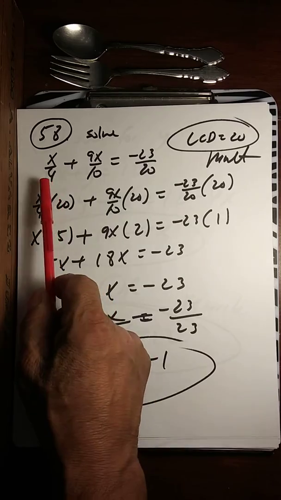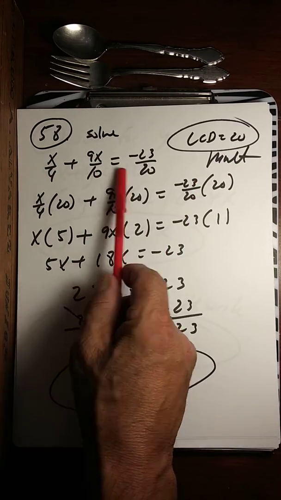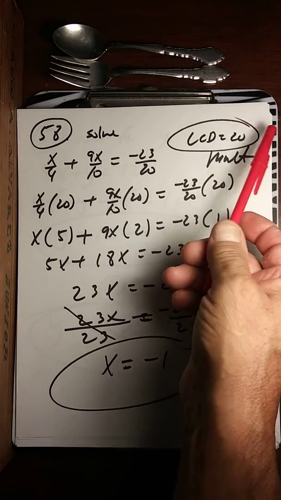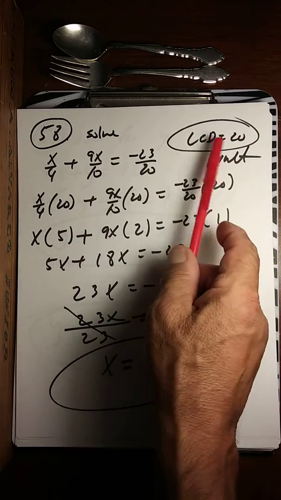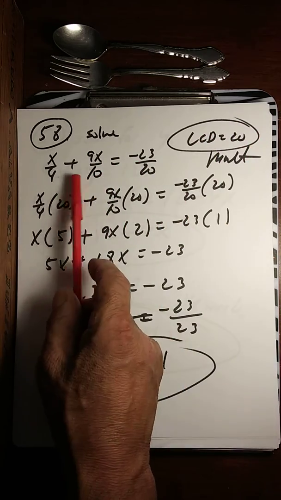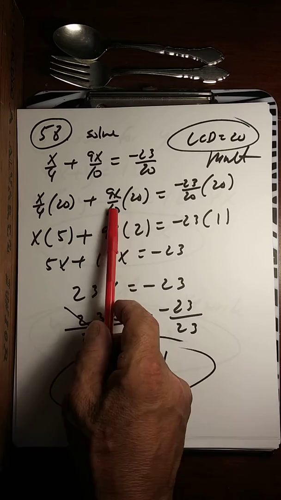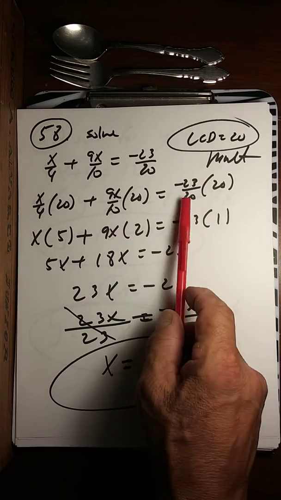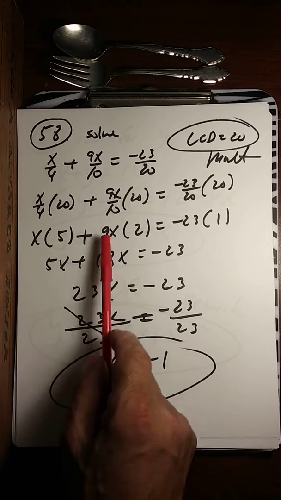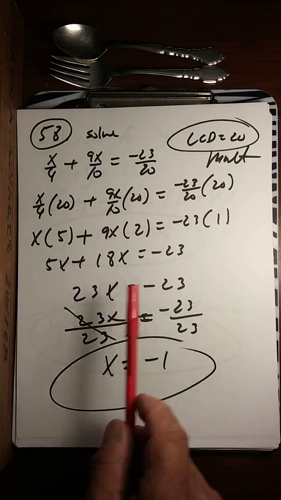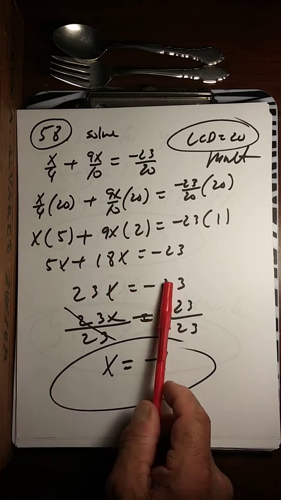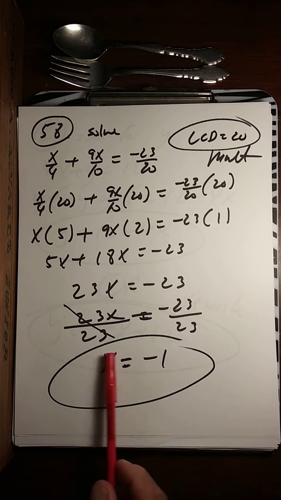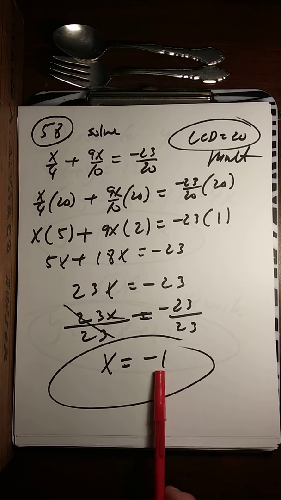LCD again, 20. All these numbers divide 20. I mean, bigger numbers, 80, 100, but let's use the lowest one. Lowest common denominator is 20. So 20, 20, 20. 4 divides 20, 10 divides 20, 2, so 4 divides 25, 10 divides 22, 20 divides 21. That's 5x plus 18x is this. 23x equals negative 23. Divide by 23. Positive by negative or negative by positive would be negative 1.